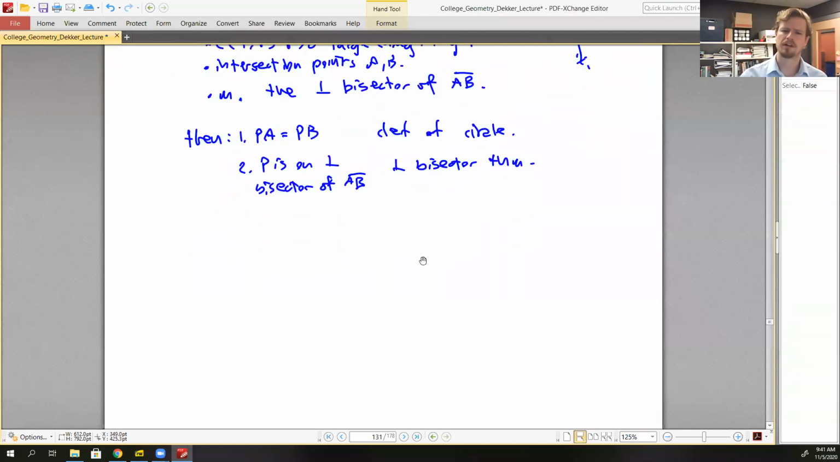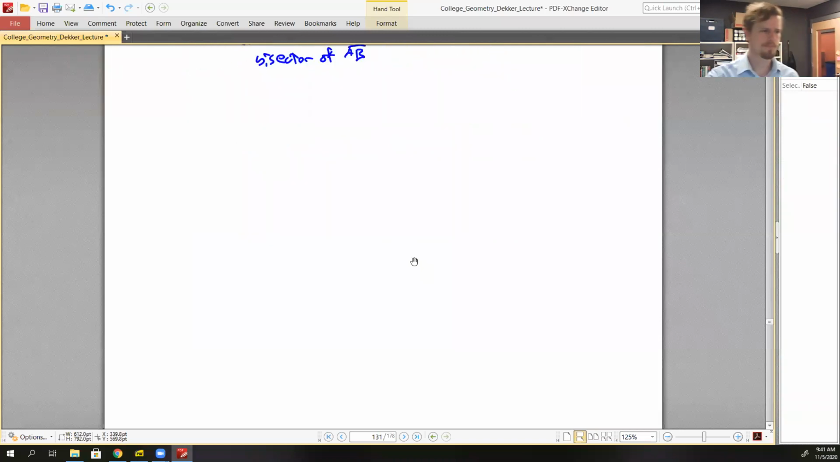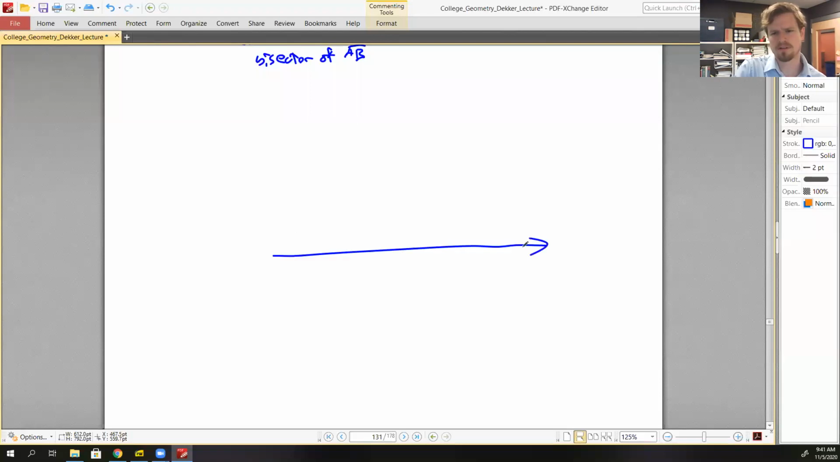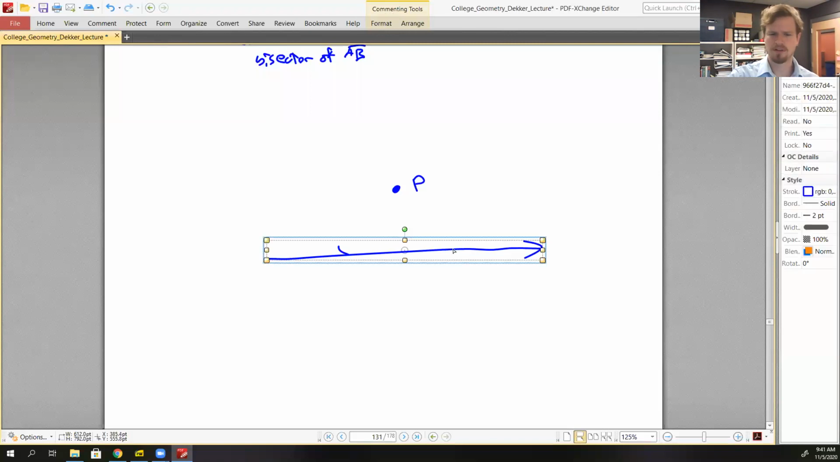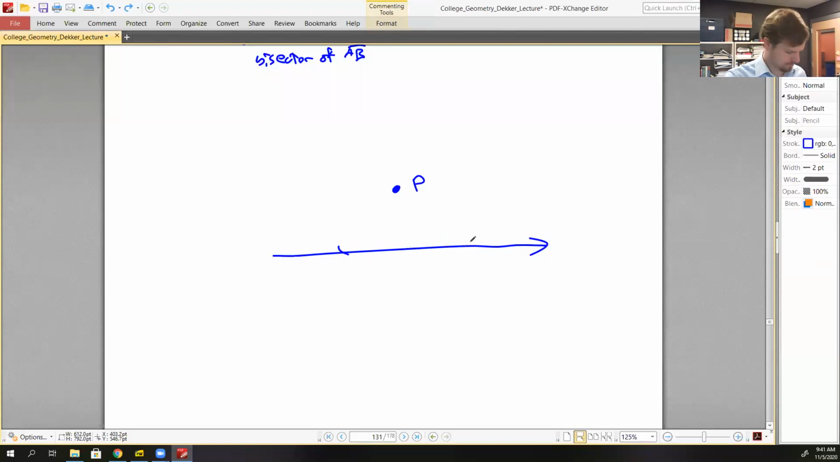Excellent. So let me draw this a little bit larger. If we have some line and some point P, we want to first construct a circle, and we just mark the relevant points. So we get a circle of some radius that's large enough to get us a couple of intersection points. We call those intersection points A and B.